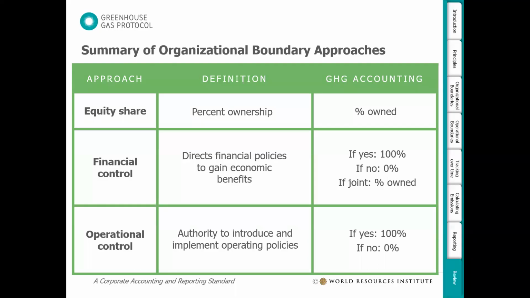There is this binary accounting rule where companies account for all or zero of the emissions, and the only exception to that binary accounting rule is when financial control is used with joint ventures and joint partnerships. And in those cases, the accounting defaults to the equity share approach.